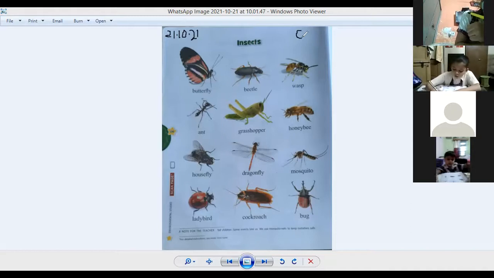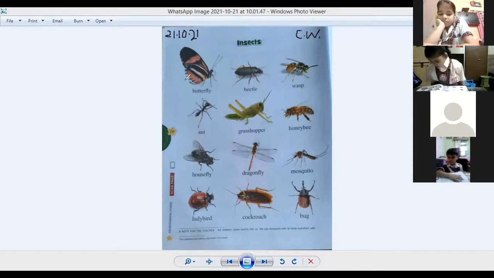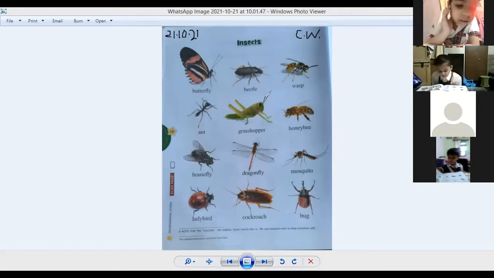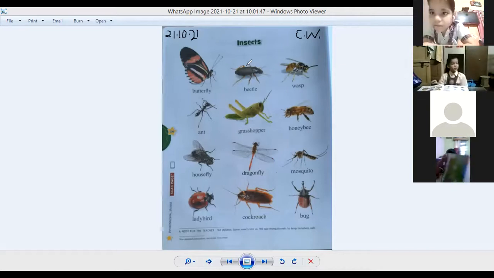Classwork, insects. The topic is insects. So we are just going to learn the names of these insects. We know a few insects, we will learn a few more. The first one is butterfly. The next is beetle. Next, wasp. We find wasp in fields.